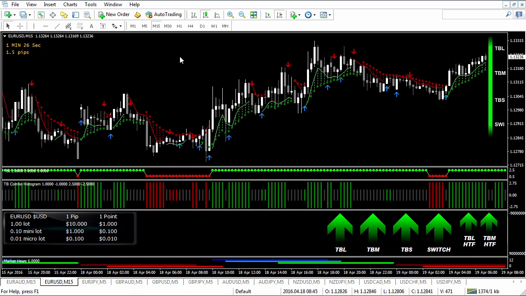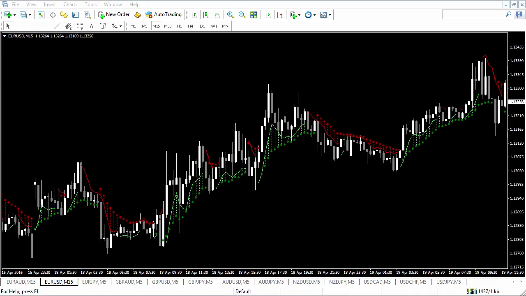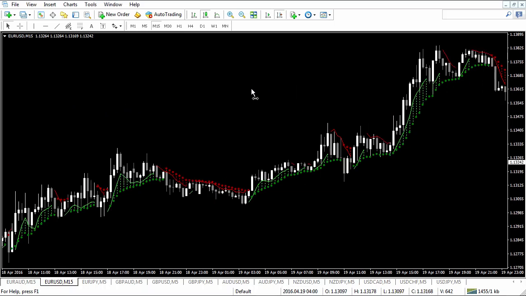Now, I'm going to take all the other indicators off of the chart just so we can see the cloud by itself. So here we have the TB cloud. It functions as a single unit. We're going to quite often use components of it.